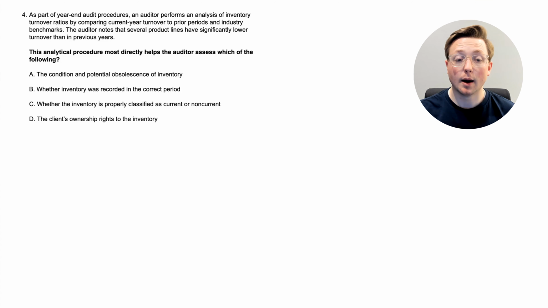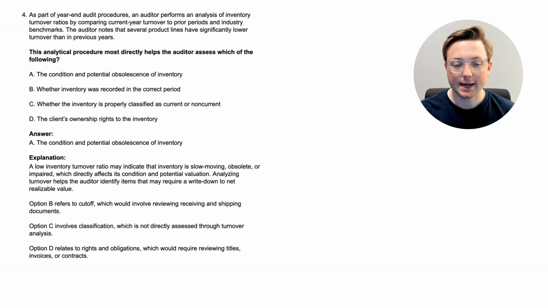Let's go through the options. Option A, the condition and potential obsolescence of inventory. Option B, whether inventory was recorded in the correct period. Option C, whether the inventory is properly classified as current or non-current. Or option D, the client's ownership rights to the inventory. So again, with this procedure where they're performing an analysis of the turnover ratios for the inventory, what is this going to help them understand? If you don't know, that's okay. We're going to look at the answer right now.